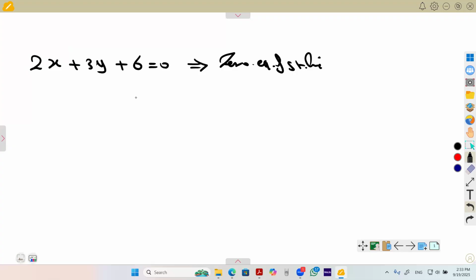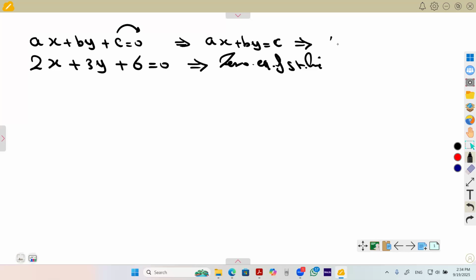And we have another form of the equation of a straight line, in the form ax plus by plus c equals 0. We have another standard form if we take c to the right side: ax plus by equals c. And we have a third form, y equals mx plus c, where m is the gradient and c is the y-intercept. How can we get the gradient from this form?